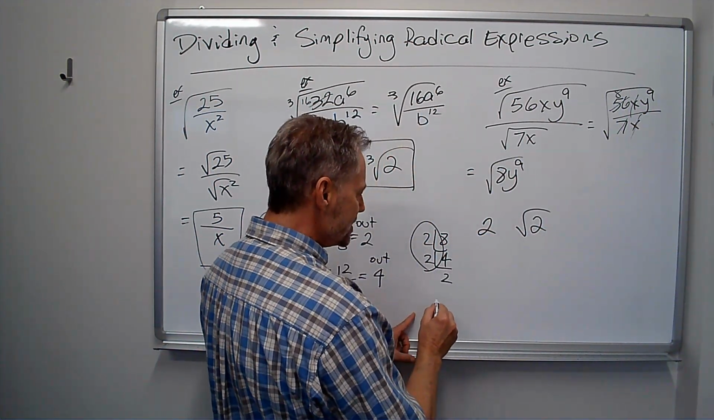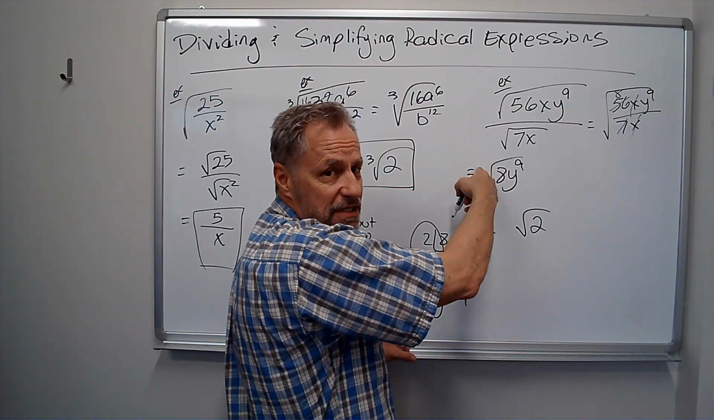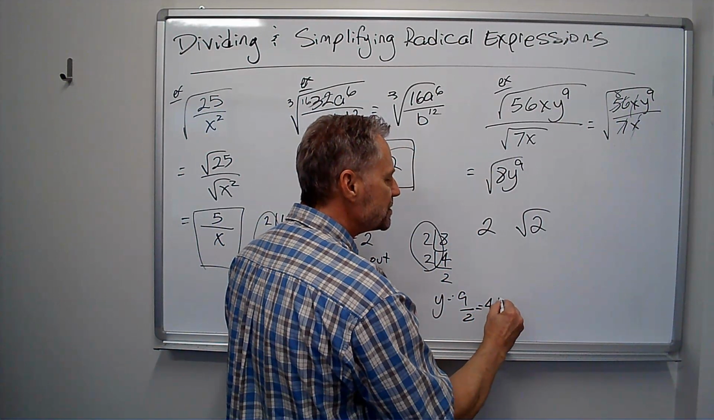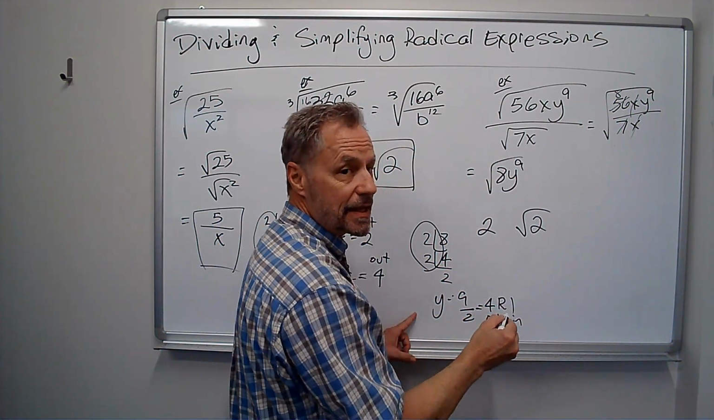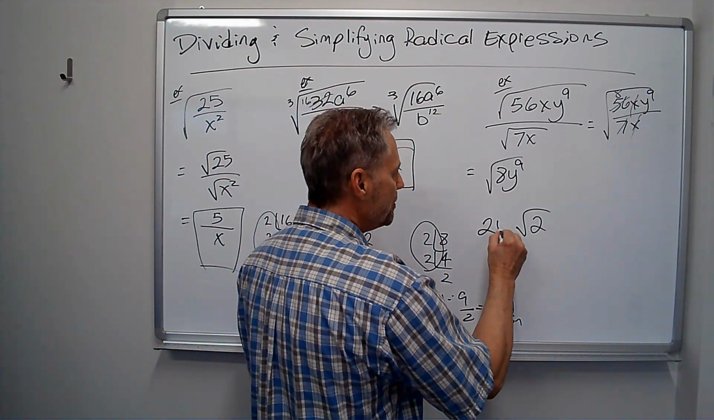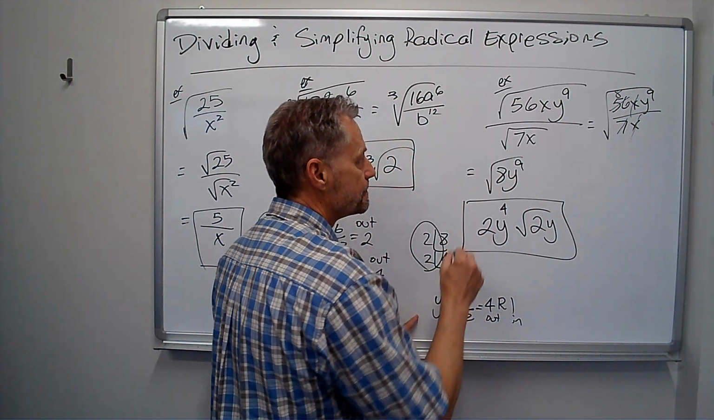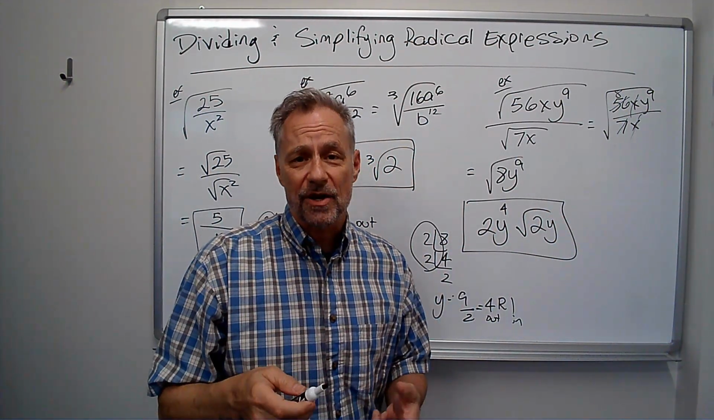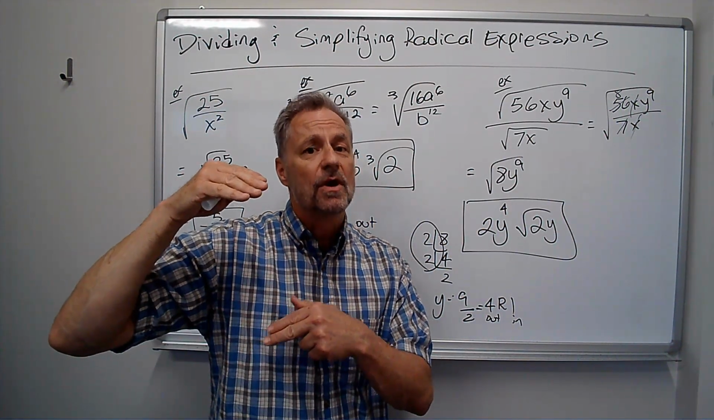The y, again, I have 9, but it's the square root, so this time I divide by 2. Oh, 2 goes in there 4 times with a remainder of 1. So 4 come out, 1 remains in. And that's my answer.